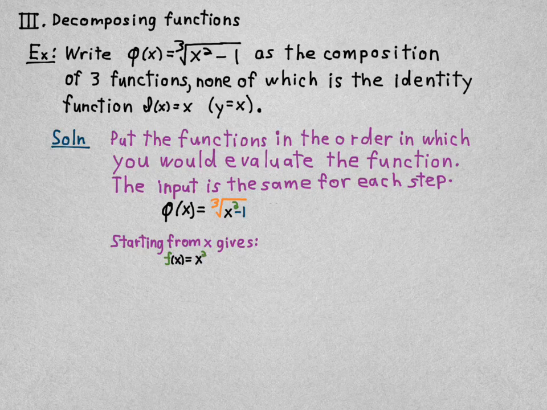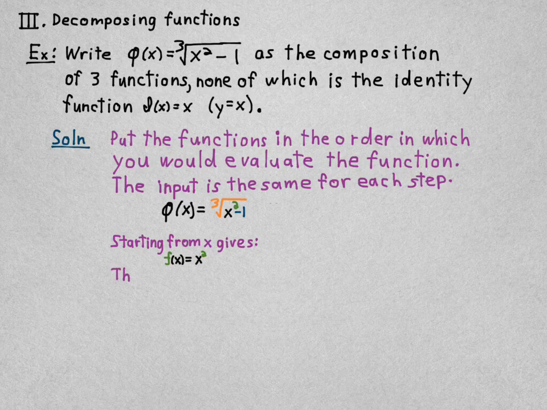So starting from x, our first function would be f of x equals x squared. You can use any letter rather than f if you want. I just picked f. Okay, f of x equals x squared. You don't want to use phi because it's already being used here, right? So I used f. There's three of them, I'll probably use F, G, and H. That's pretty common. So that would be the first one because that's inside.